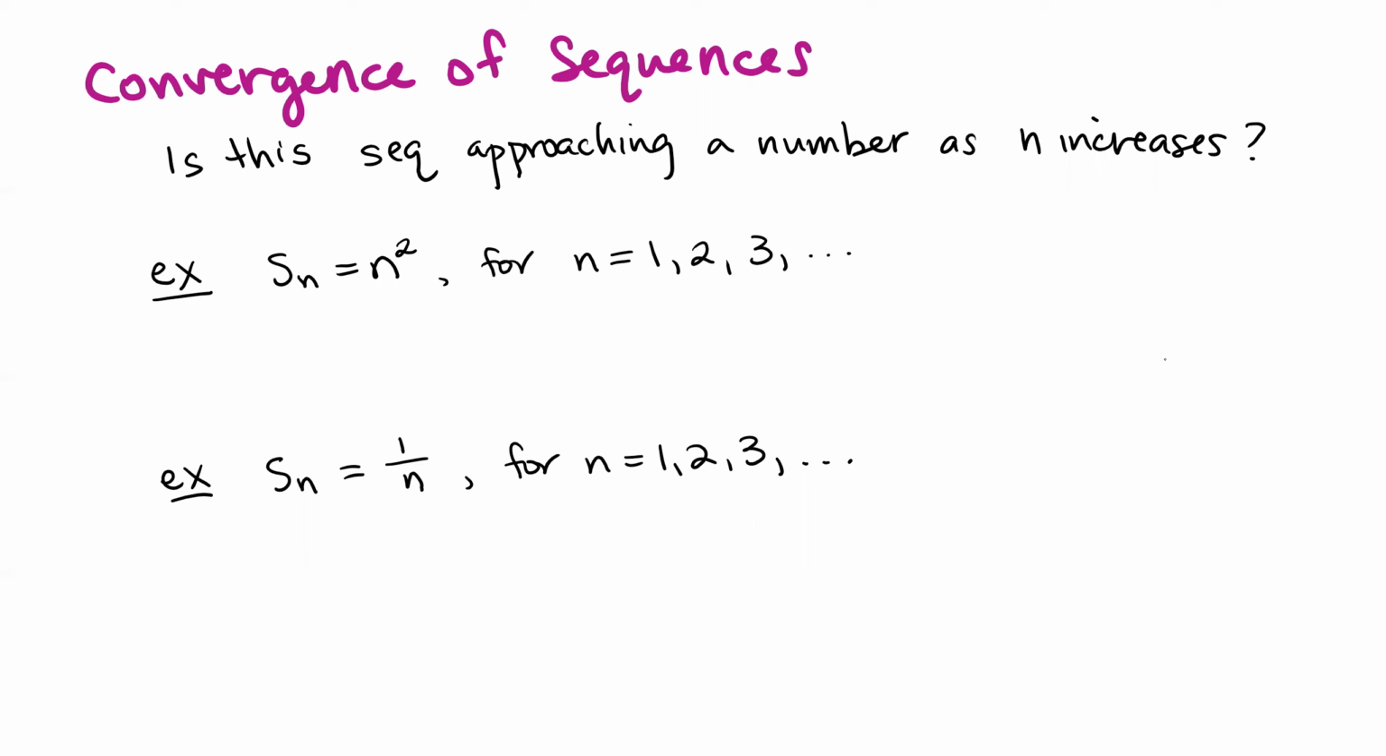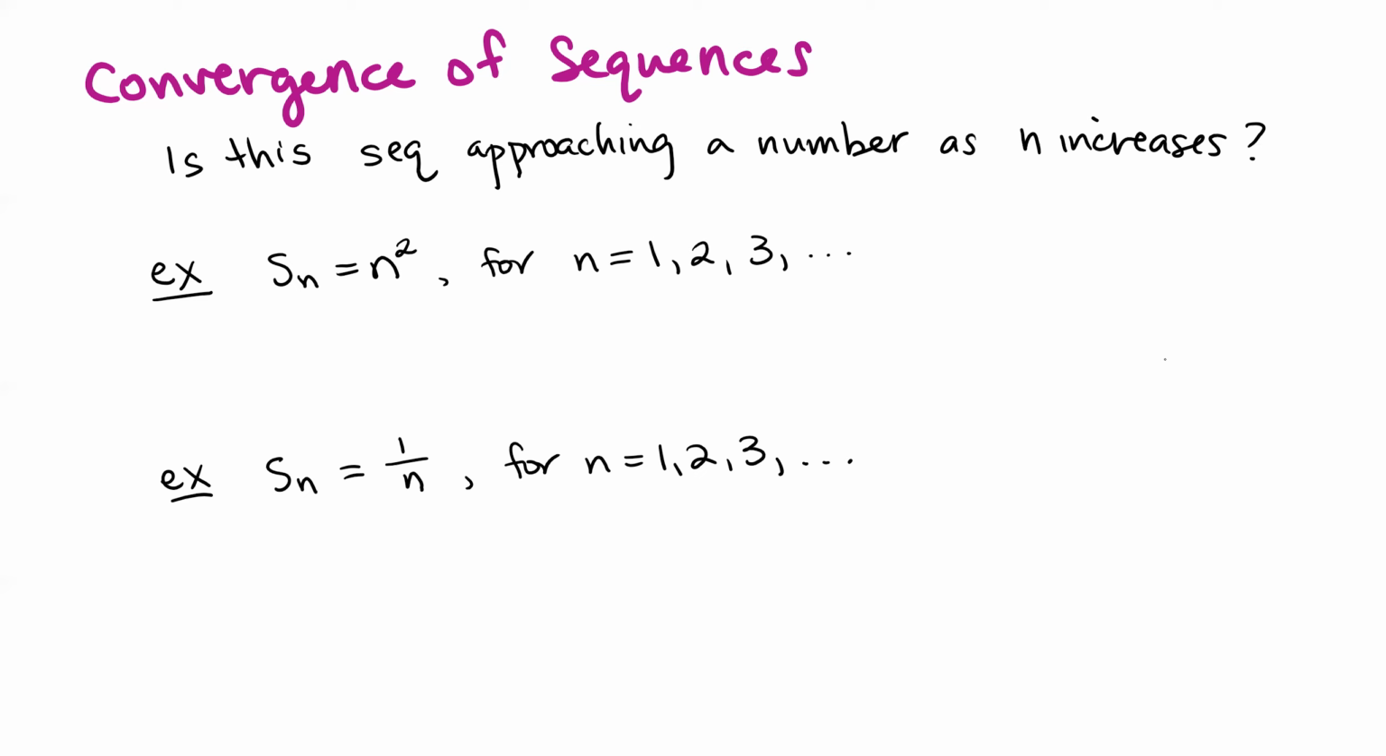So a good way to learn about convergence of sequences is just to look at a couple sequences, one which converges and one which diverges. So here are two examples. Our first sequence is Sn equals n squared for n equals 1, 2, 3, and so on. And our second sequence is Sn equals 1 over n for n equals 1, 2, 3, and so on.